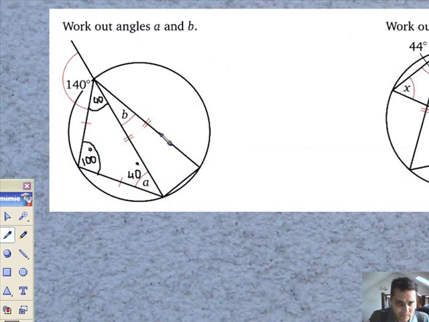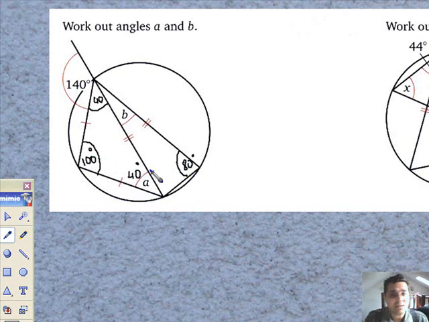Alright, four-sided shape, and opposite angles in a cyclic quadrilateral, where the four vertices are touching the circumference, opposite angles are supplementary. So I reckon this angle right here, opposite the 100, is going to be 80 degrees. Is that okay? 80 degrees?